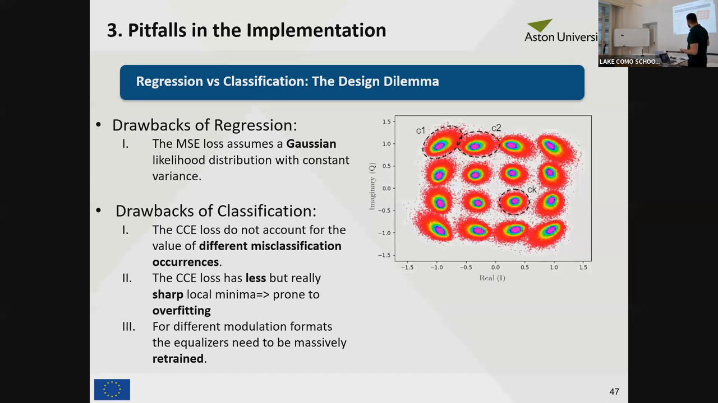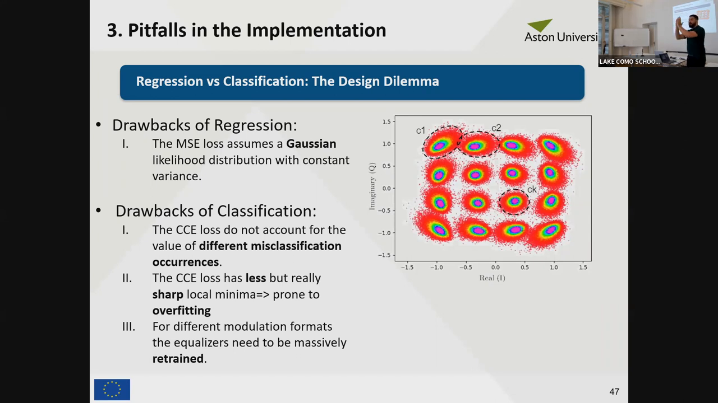But in classification, in categorical cross entropy loss, we don't differentiate misclassification occurrences. If I had this guy and I misclassify it with this guy or this guy, they will count as the same. And intuitively, you would say, no, if I misclassify this guy with this guy that's much more distant, it should be a higher penalty to force the neural network search to move away from this really bad classification.